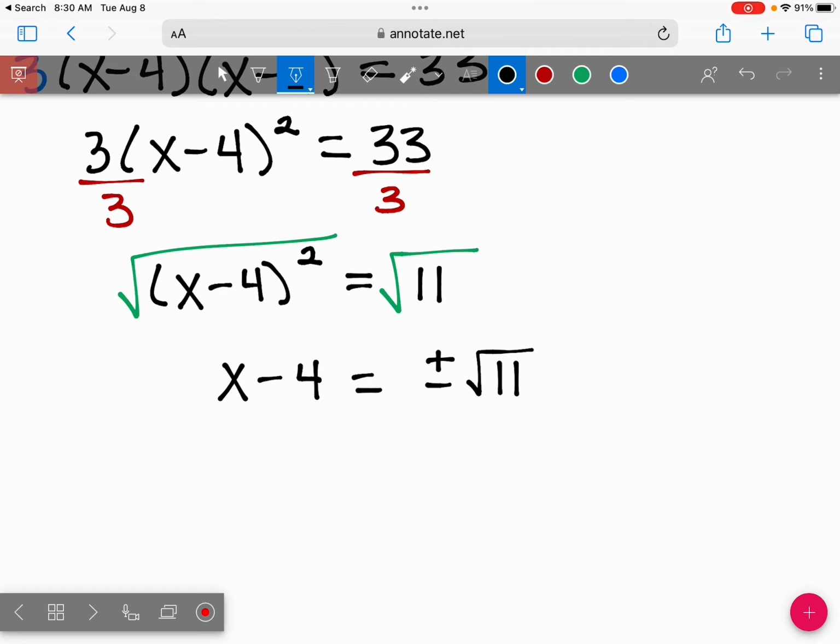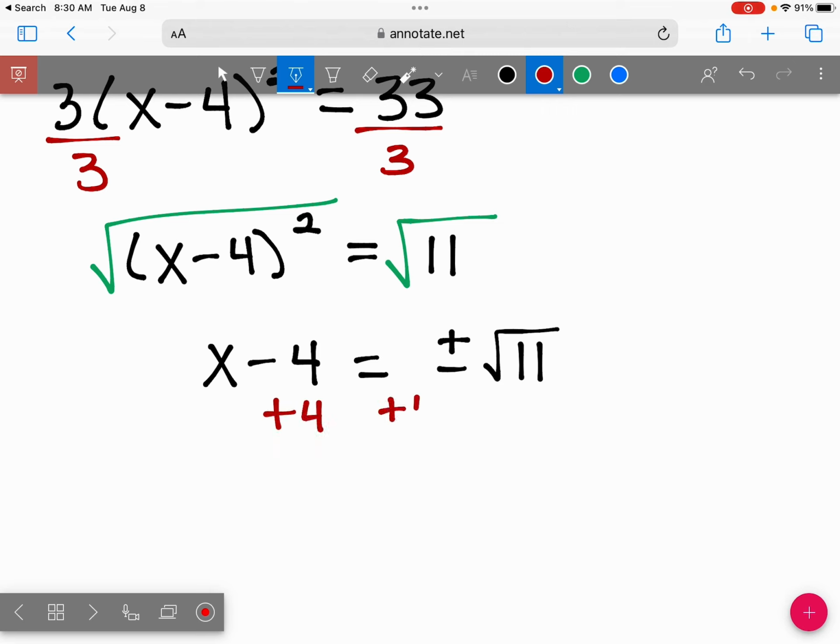Okay, so now I'm almost done. The last thing I'm going to do to solve for x is what? If this said x minus 4 equals 11, what would you do to get rid of the negative 4? Add it. But here's the thing. You cannot add anything to a square root. So when I add that 4, it just drops in front. So I'm going to add that 4 to both sides.